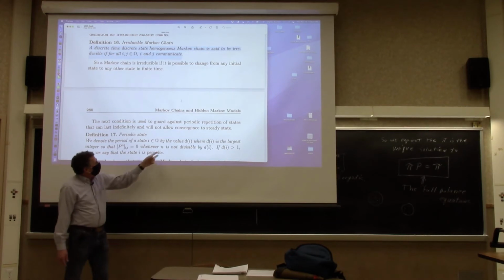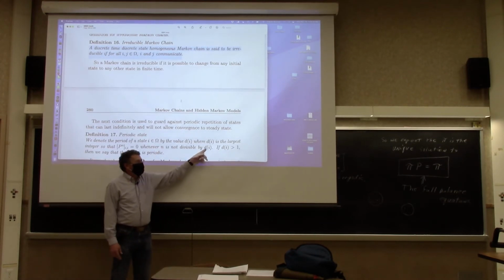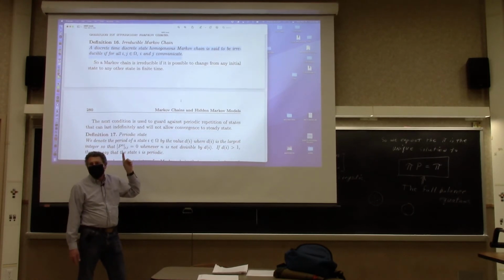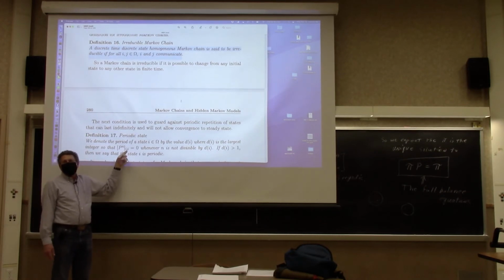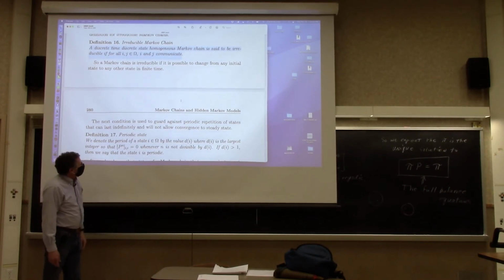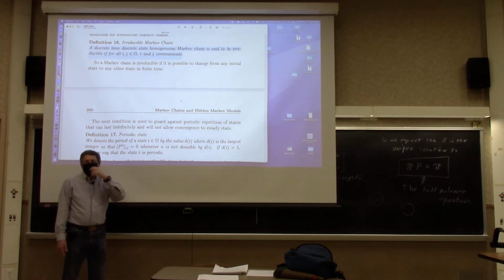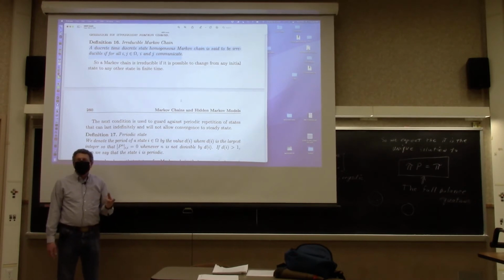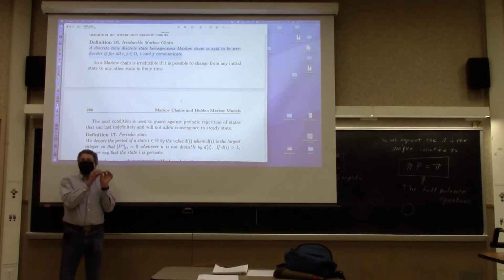Now the other possibility is, let's say d is something else, like 2. So you'd say, well, for any n divisible by 2, is this thing 0? So whenever it's not divisible by 2, is it 0? In other words, if d is 2, it means that at time 0 you're in some state I. And then at time 1, you can't be in state I, ever, probability 0. At time 2, you may be in state I. At time 3, you can't be.